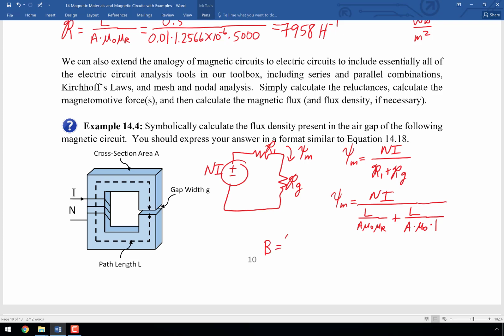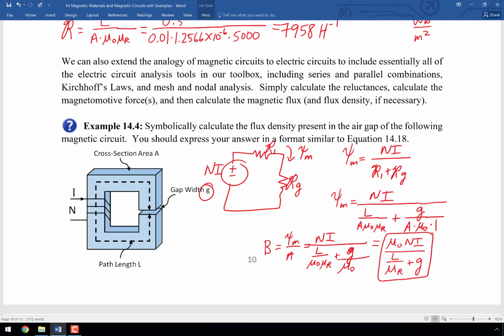B, then, is equal to psi sub m divided by A, which is Ni divided by L divided by, and the A's are going to cancel, so I'm left with just mu sub 0 mu sub R, plus, oh darn, that shouldn't have been L. The length of that air gap is G, so the gap width is G, so that should have been G divided by just mu sub 0. I'll factor a mu sub 0 out of both terms in the denominator of the denominator, and that means that it moves up into the numerator, so this becomes mu sub 0 Ni divided by L over mu sub R plus G.